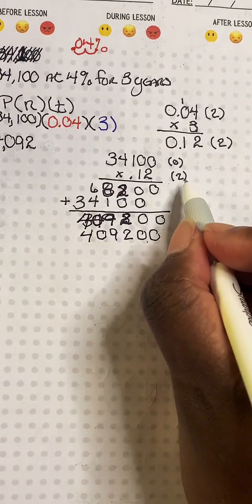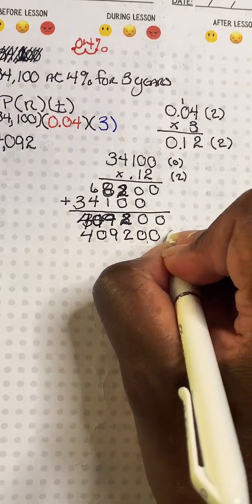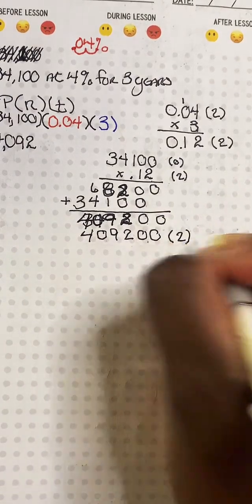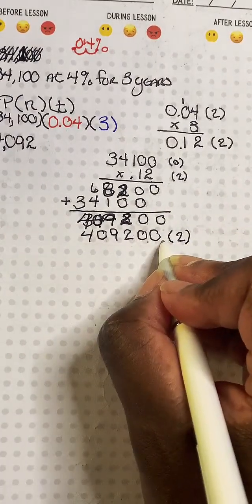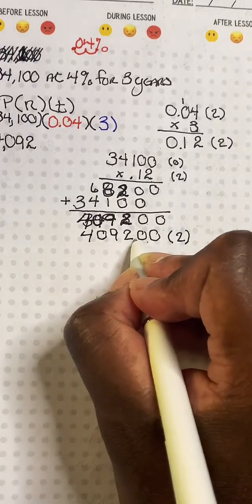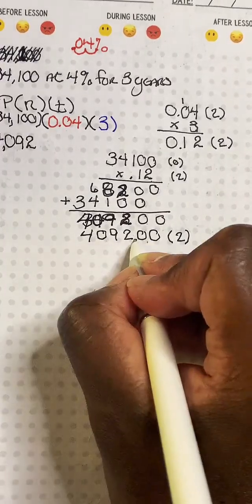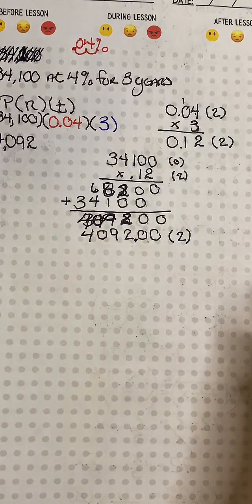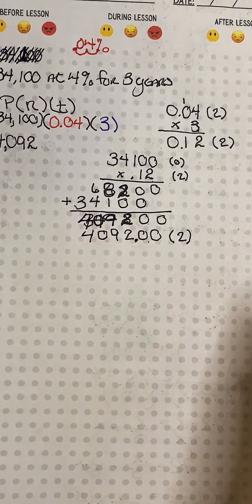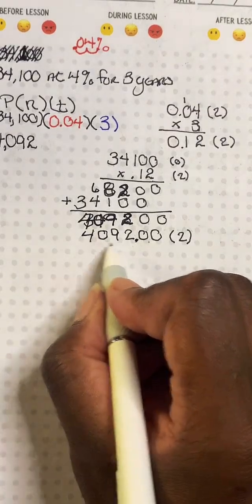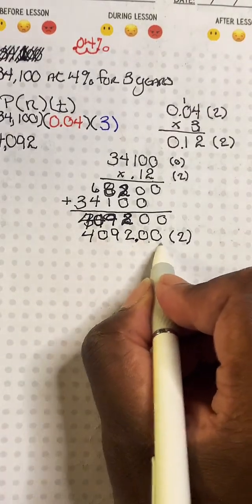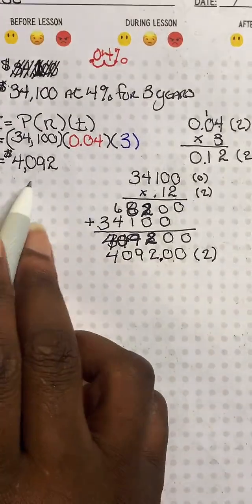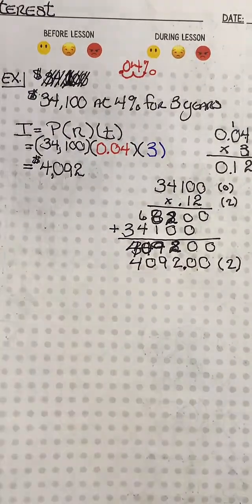And since we have 2 decimal places here, that means my answer has to have 2 decimal places. Starting here at the end, 1, 2. All I have is change left over, which is 0. That's what happened to your decimal place. So you have 4,092.00, which is the same as saying $4,092.